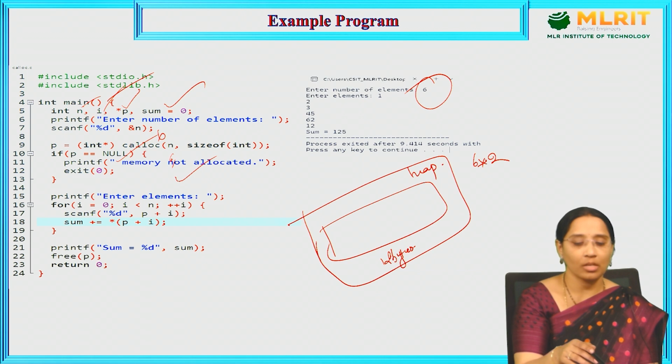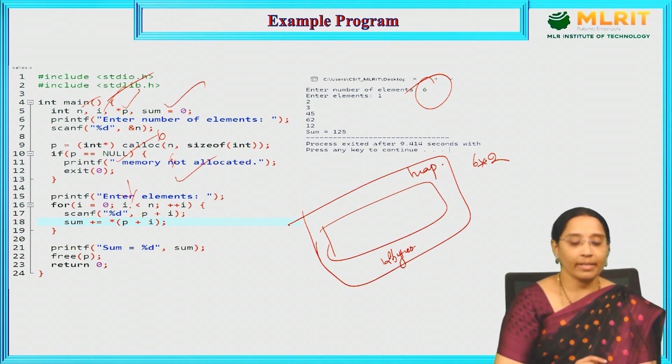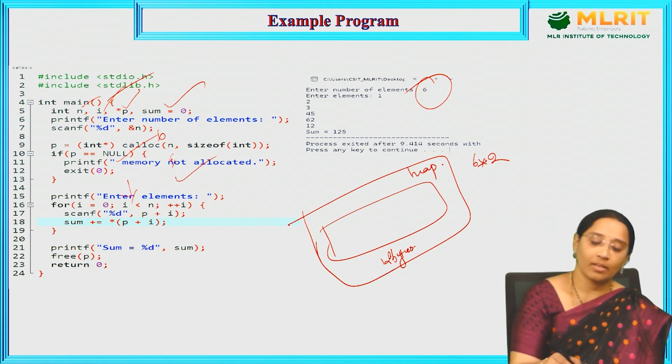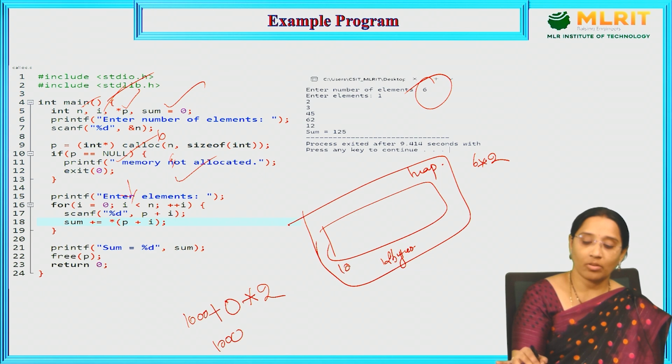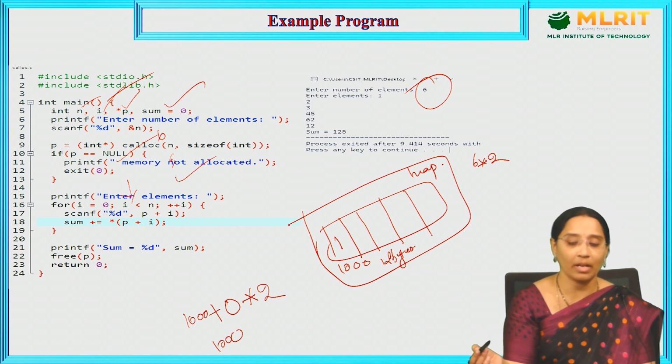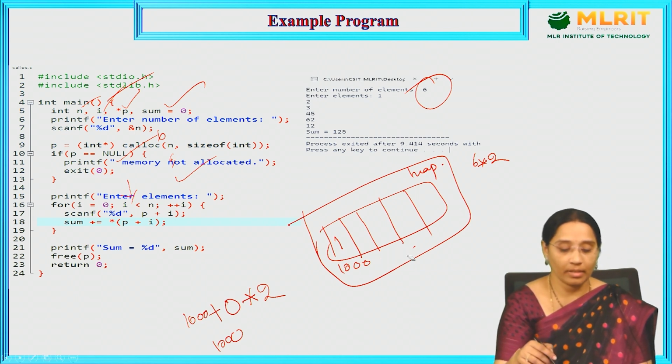the heap section. Next, enter the elements for I equals to 0, I less than n, I plus plus, scanf %ld comma p plus I. So same as the last example I have discussed, p plus I, base address plus I value 0 into size of the data type, so 1000. At 1000 location it is asking you to enter your first value. So calloc means multiple blocks of memory will be allocated, multiple blocks of single memory.